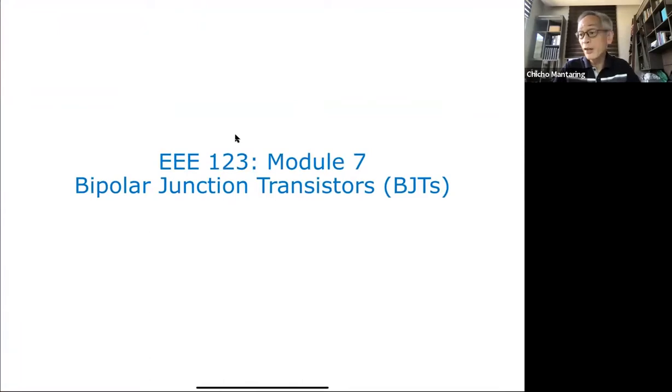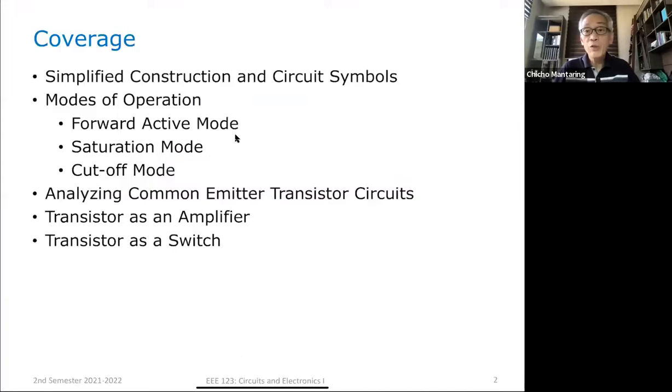Okay, bipolar junction transistors, or BJTs. So this is what I plan to cover for today and for Thursday. First, we'll discuss the simplified construction and circuit symbols for BJTs. And then the modes of operation. We're going to take up 3 modes of operation: the forward active mode, saturation mode, and cutoff mode. Then we're going to jump into analyzing common emitter transistor circuits. And then we'll dig a little bit deeper on the transistor as an amplifier and on the transistor as a switch.